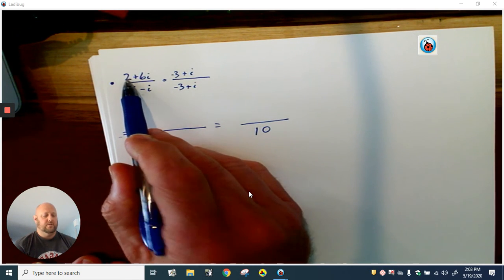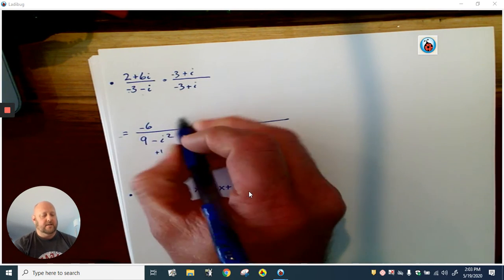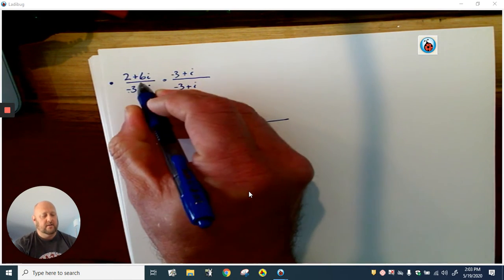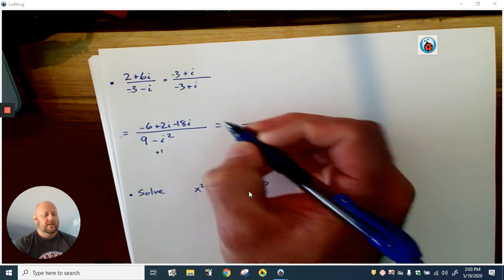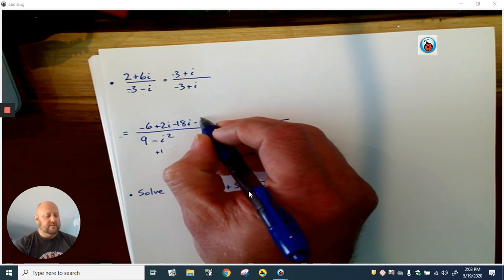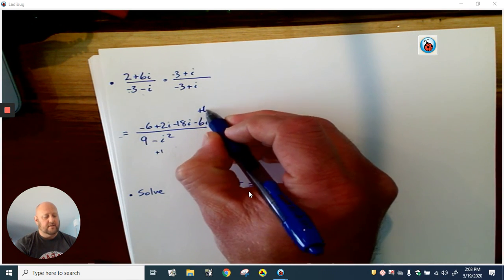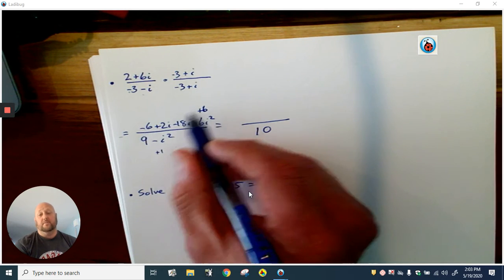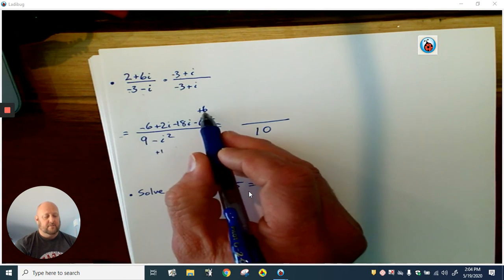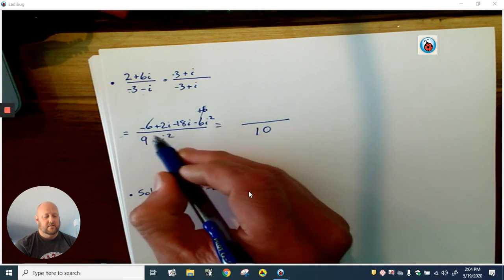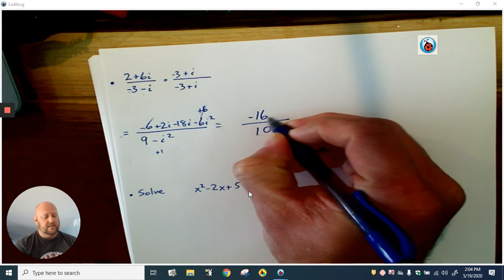So I get 2 times negative 3 is negative 6. 2 times i is 2i. 6i times negative 3i is negative 18i squared, and so on. Then I get negative 6i squared. This thing here is the same thing as positive 6. So now actually my real parts cancel, right? Negative 6, positive 6, those are gone. And all I have is this 2i, negative 18i, which is negative 16i.